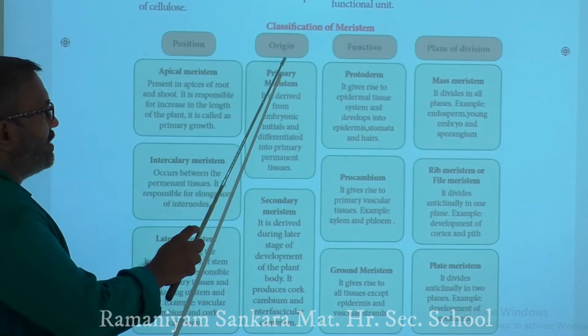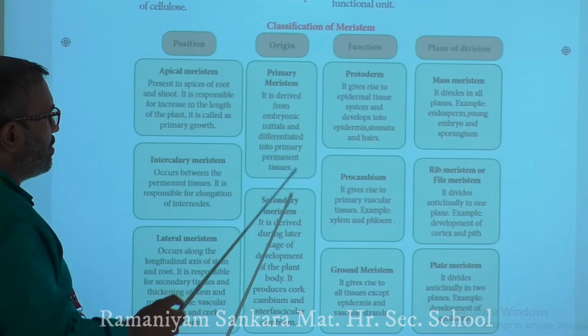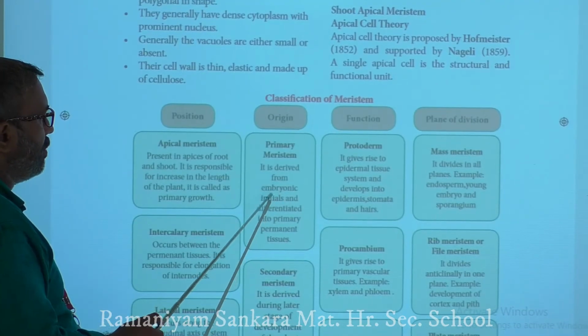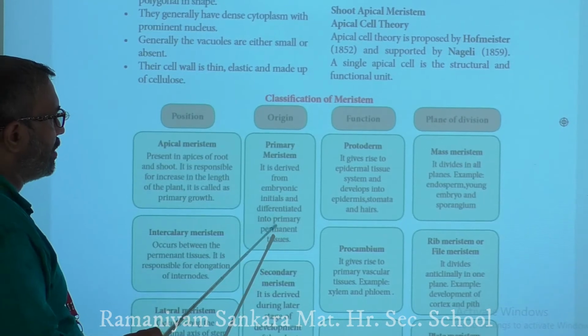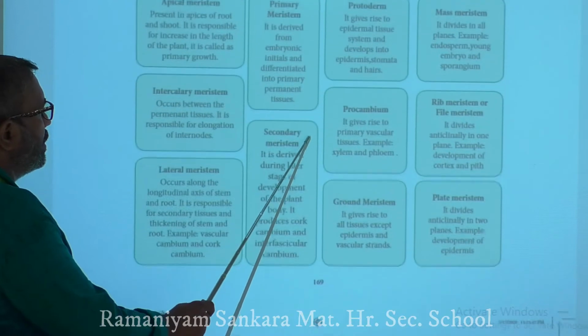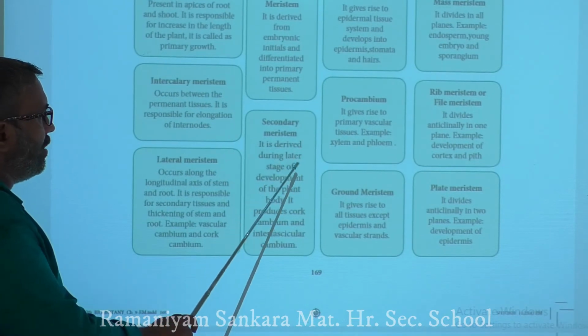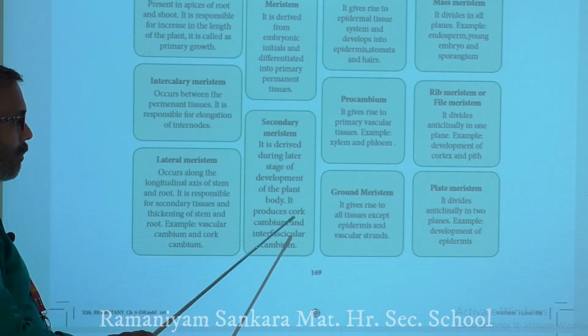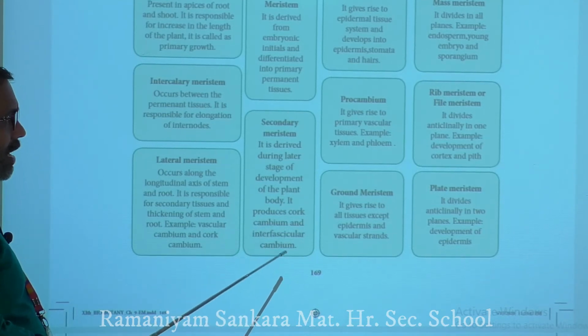Next one, origin. There are primary meristems and secondary meristems. Primary meristems are derived from embryonic initials and differentiate into primary permanent tissues. Secondary meristem is derived during a later stage of development of the plant body. It produces cork cambium and interfascicular cambium.